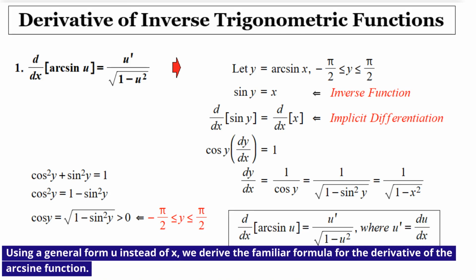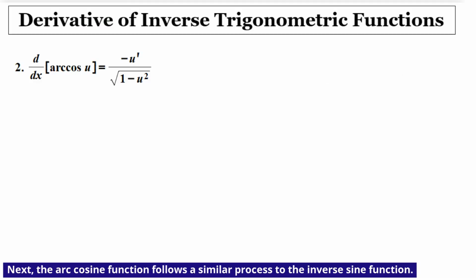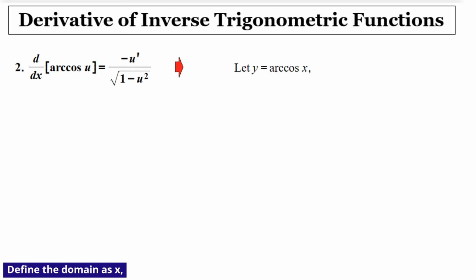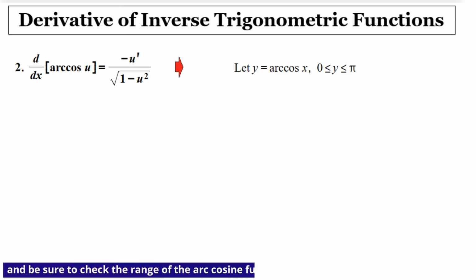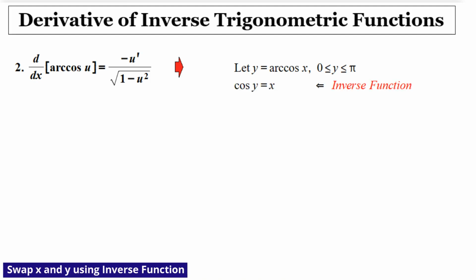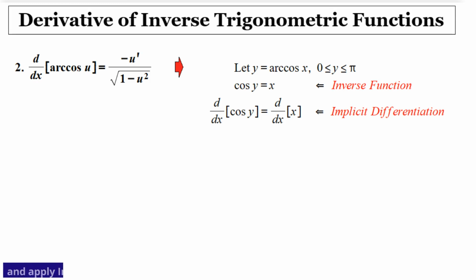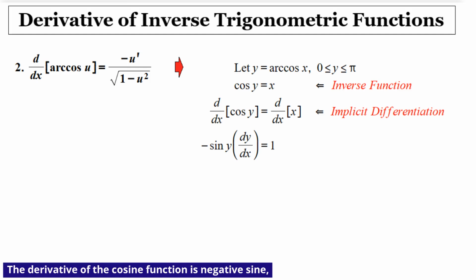Using a general form u instead of x, we derive the familiar formula for the derivative of the arcsine function. Next, the arccosine function follows a similar process to the inverse sine function. Define the domain as x, and be sure to check the range of the arccosine function. Swap x and y using the inverse function, and apply implicit differentiation.